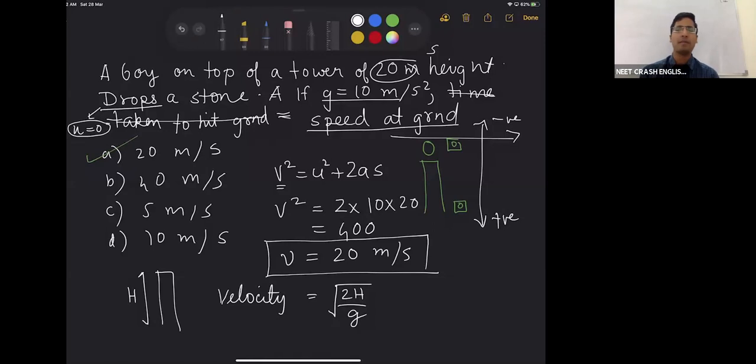Anaga, your maximum height turns out to be right, but that's not the correct way to approach this formula. The correct way is when it's dropped, root 2h upon g is the velocity at the bottom, right? That's why I think it's very difficult to remember a lot of these formulae. Go by the 3 equations of motion, just identify which equation it is. Okay, let's now move on to the next problem.